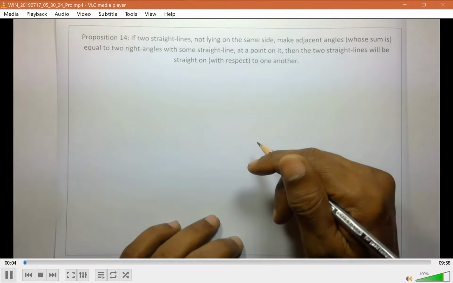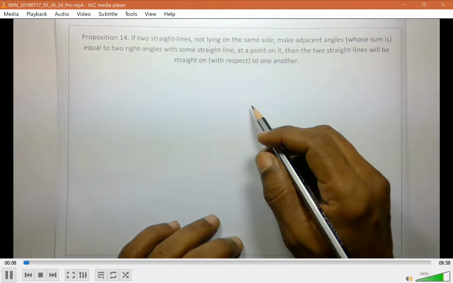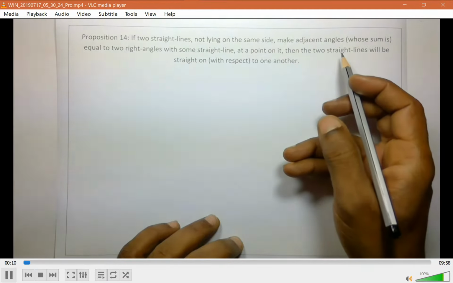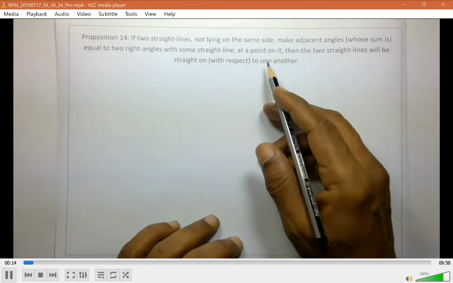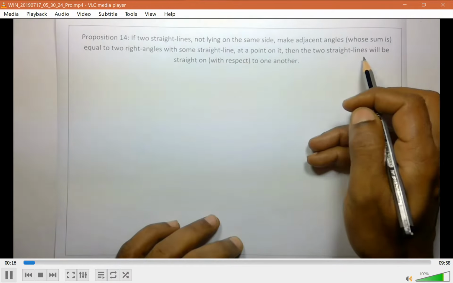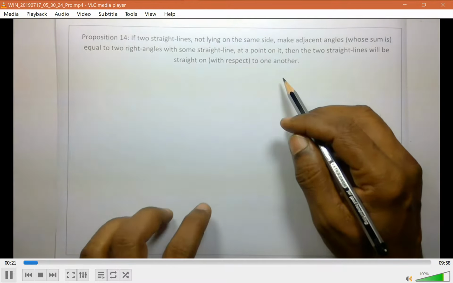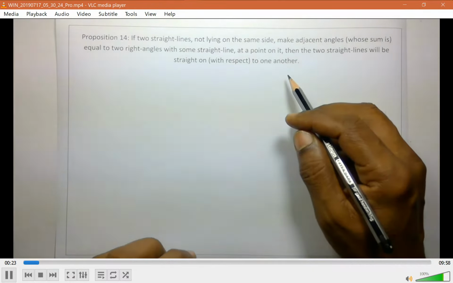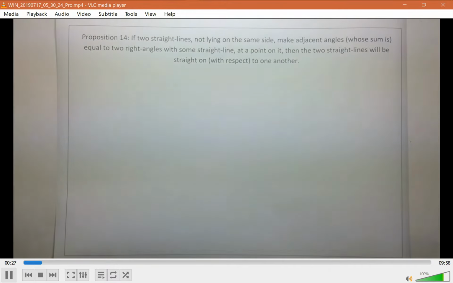14. If two straight lines not lying on the same side make adjacent angles whose sum is equal to two right angles with some straight line at a point on it, then the two straight lines will be straight on with respect to one another. Okay, quite a statement. Let's see what it means.